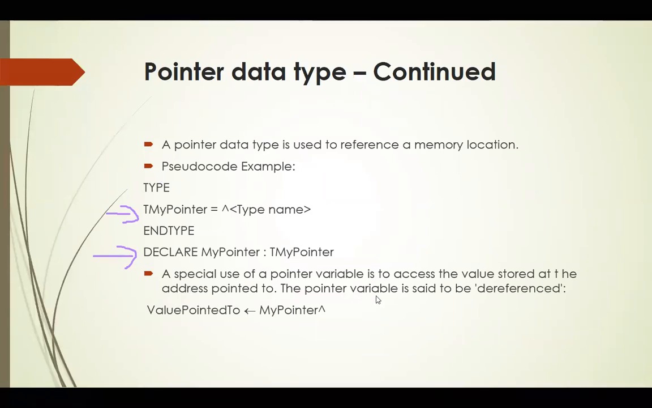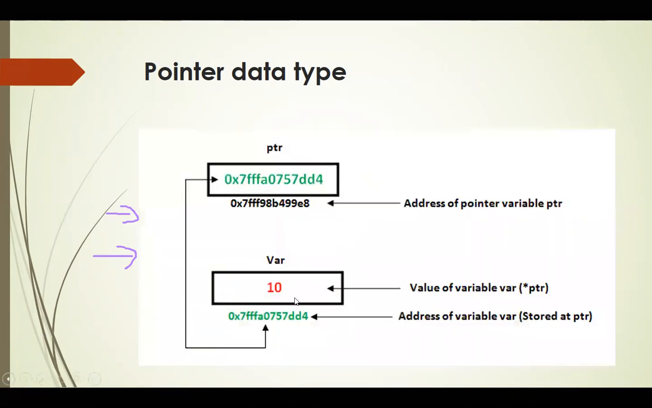A special use of a pointer variable is to access the value stored at the address pointed to. The pointer variable is said to be dereferenced. Now, if we go back one slide, according to this diagram, you can easily see that this value 10 can also be accessed by this pointer value. We can actually use the physical address and access the value.